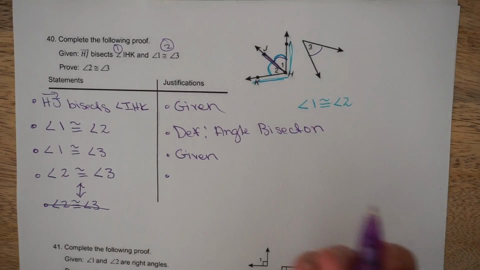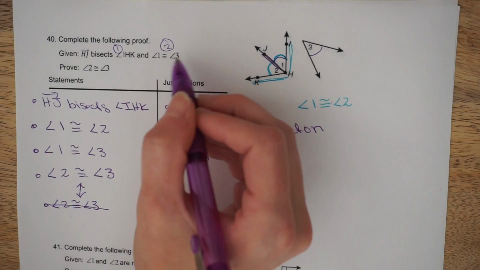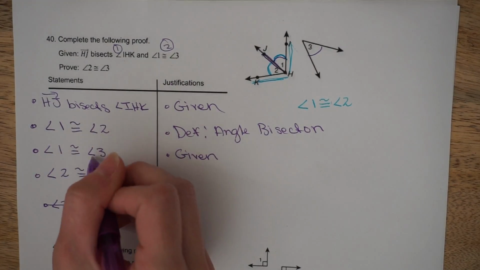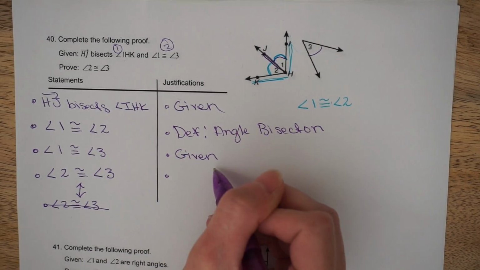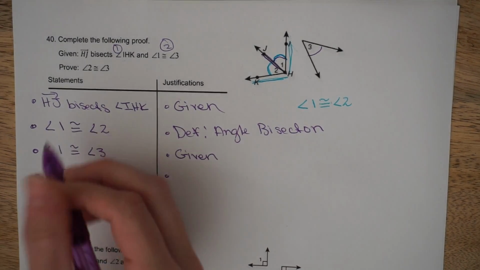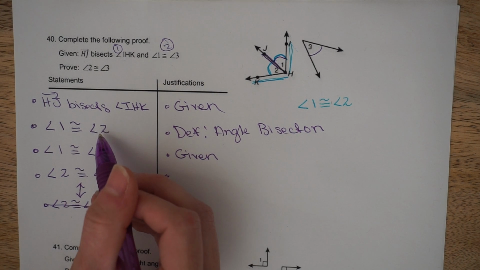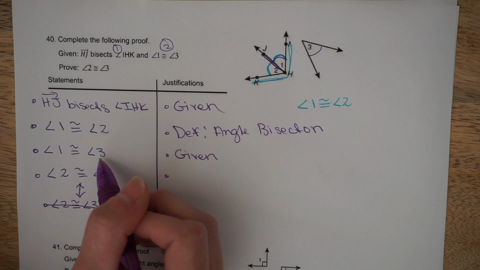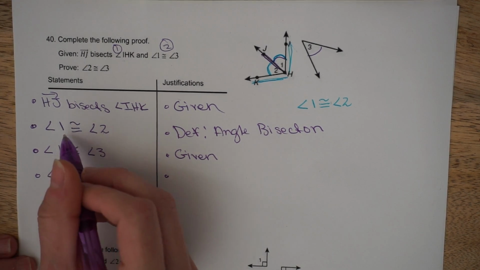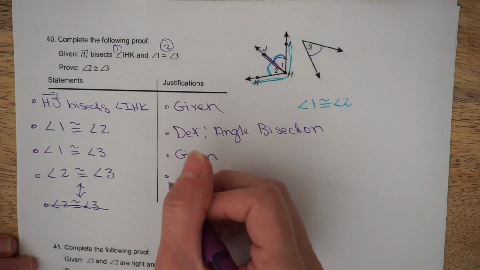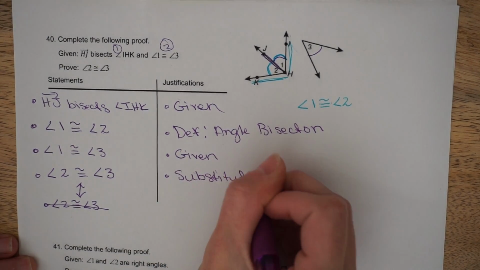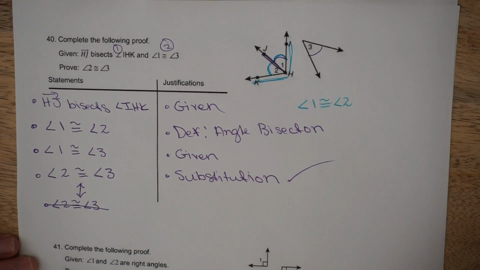Then we're like, okay, we can't do anything else with this guy right here. So then we brought down our second given, which they said, hey, angle 1 is congruent to angle 3. Reason? Given. Then we're like, yo, I'm saying that angle 1 is congruent to angle 2, and also angle 1 is congruent to angle 3. So all we did was just replace that angle 1 with angle 2. Fancy word for replace, substitution. And then boom, we just did our proof.